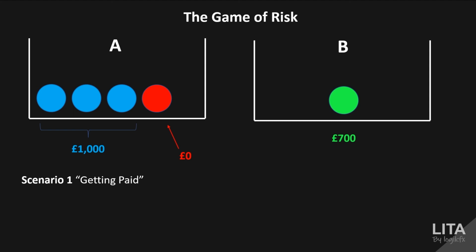So if you put your hand into box A and you pull a blue marble, for example, I have to pay you £1,000. But if you pull the red marble, I pay you absolutely nothing. And if you were to put your hand in box B, there is only 1 marble there, and if you pull that out, I'll have to pay you £700. So the rules of the game are pretty simple.